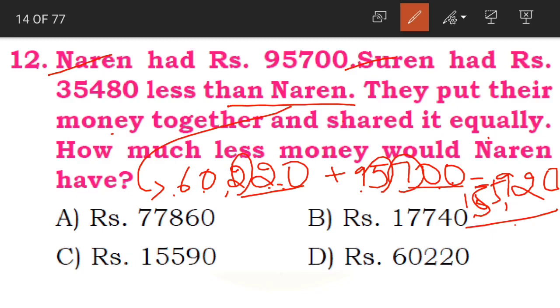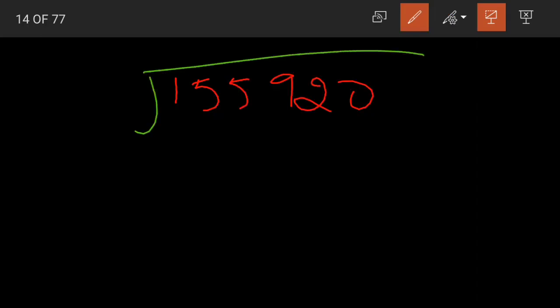From the total, what did they do? They shared it equally. Equally means what? Here there are two people, Naren and Suren. So sharing equally means they are dividing it into two parts. 1,55,920 divided into two parts. That means we need to divide it by 2.